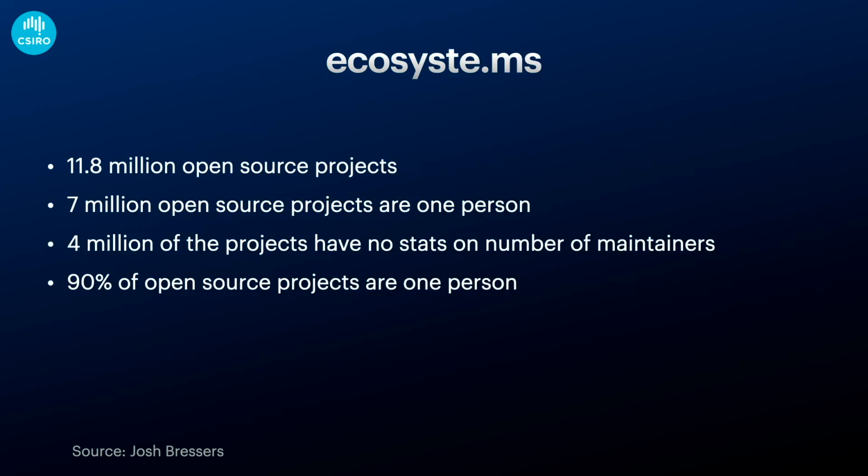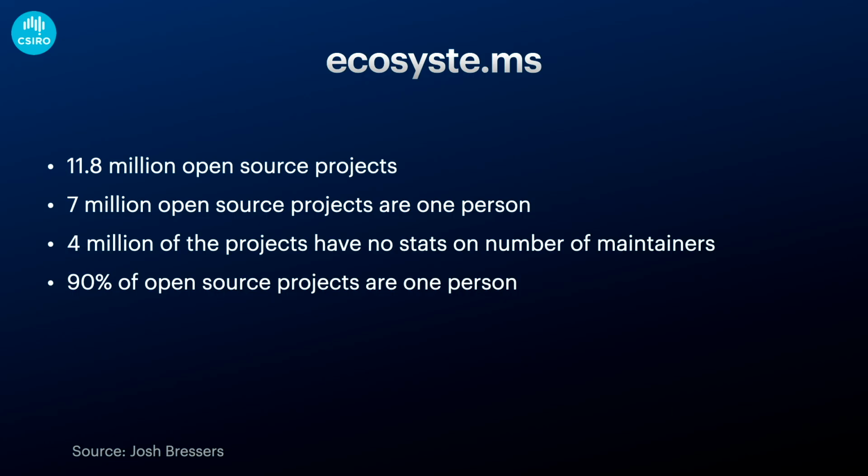So this is a website called Ecosystems, ecosyste.ms. They collect some data about open source projects, how they're being used and all that sort of stuff. So 11.8 million open source projects, 7 million of those one person, 4 million no stats on how many maintainers. But if you do the calculation, essentially it's saying that 90% of projects are a single person.